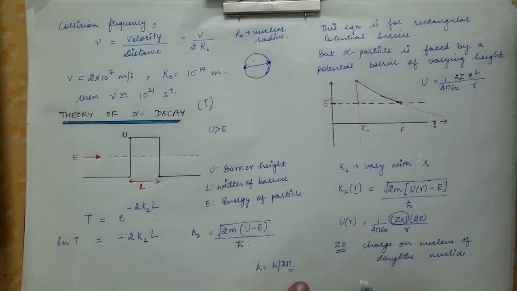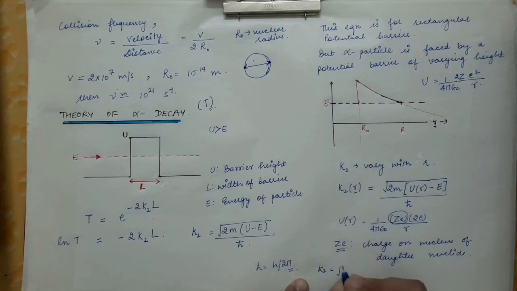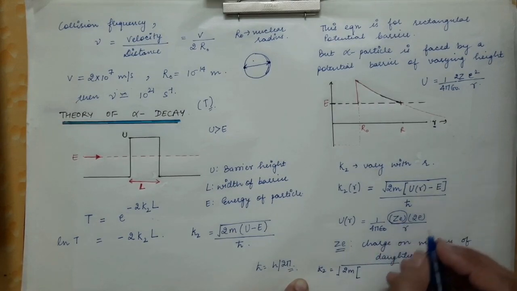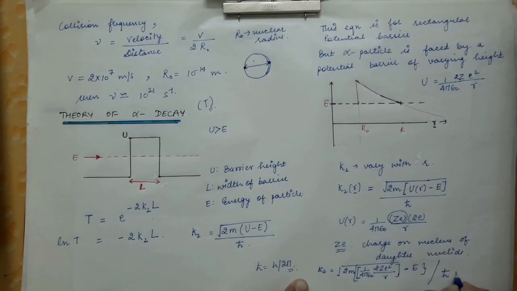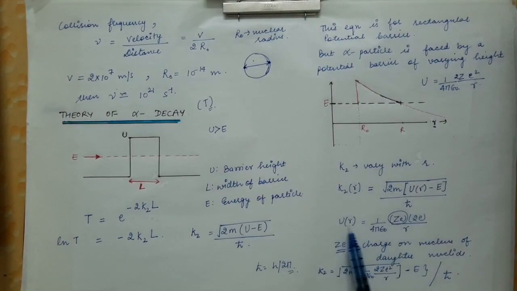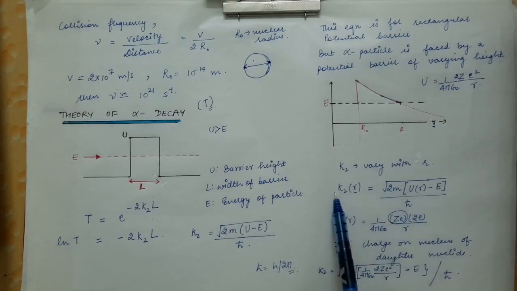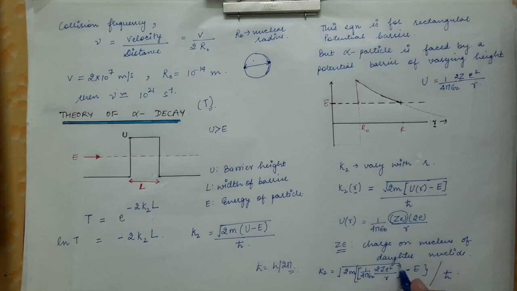K2 will be equal to, in a more general way, root of 2m into, and what is U of r? U of r is 1 by 4 pi epsilon naught 2 Z e square divided by r, minus E, divided by h cut. So we have just put the expression of U of r in the expression of K2. That will give us K2. So K2 will be dependent upon small r.